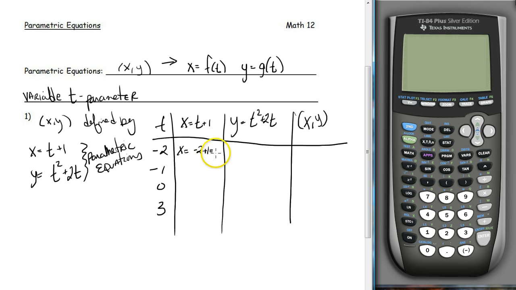-2 plus 1 is -1. So that's the x value. Now for y, let's plug in -2. I'm not going to do every single one. -2 squared is 4. 2 times -2 is -4. So that's a 0. So the first point is (-1, 0). Why don't you try the next couple?